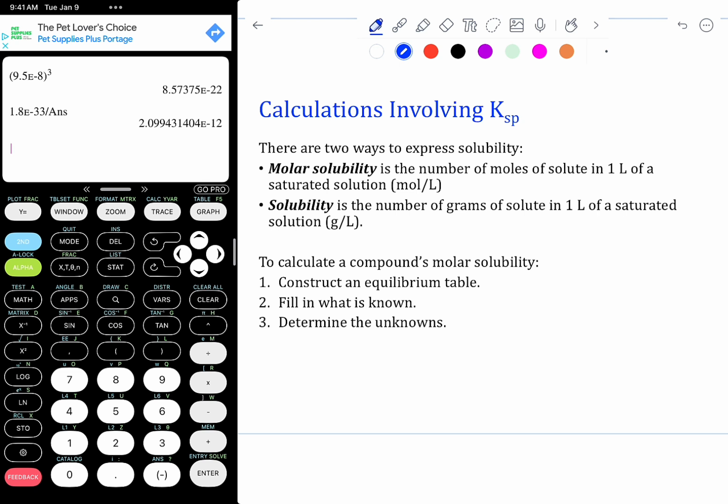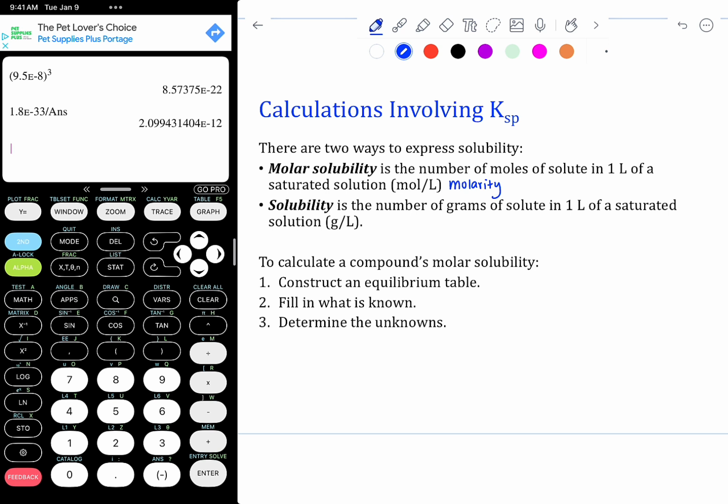Before we do that, we want to define two terms that we use to express solubility. The first one is called molar solubility, and this is the number of moles of our solute, whatever's dissolved, in 1 liter of a saturated solution. We know this is molar because it has units of moles per liter, which is molarity.